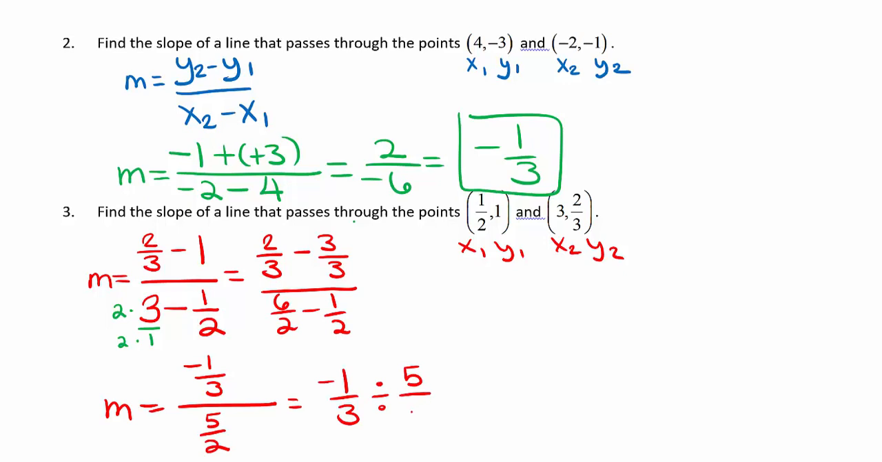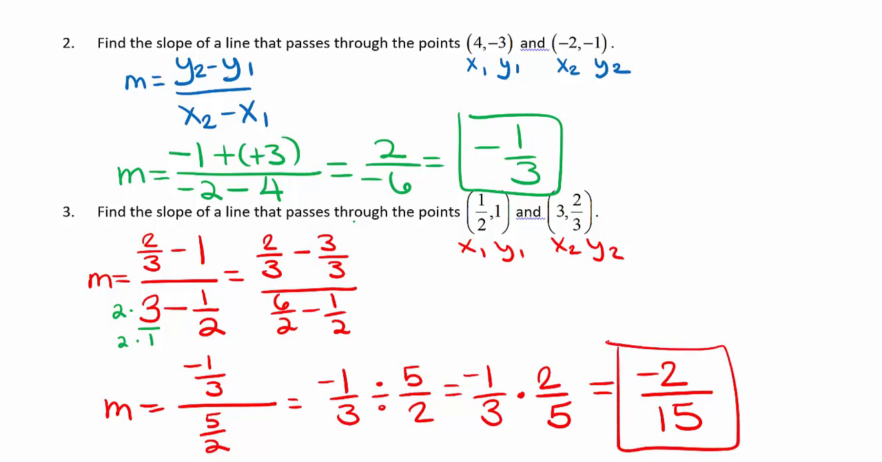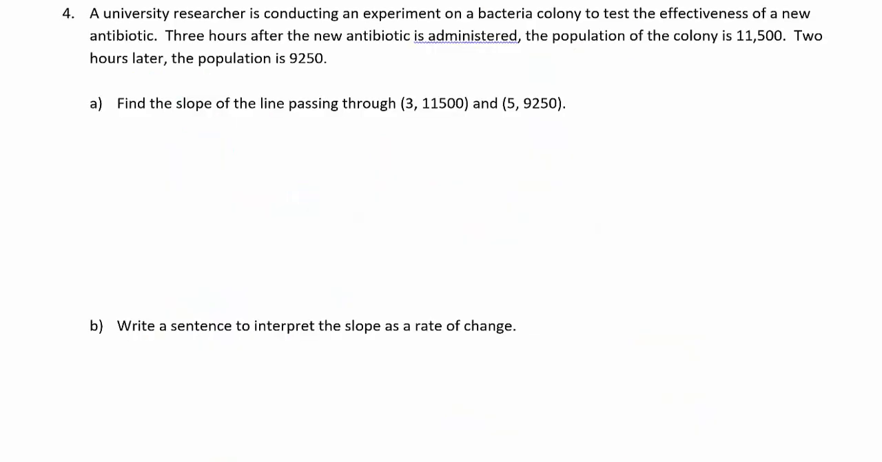So we're left with -1/3 divided by 5/2. To divide fractions, you copy dot flip. So I change it to multiplication and flip the second fraction. To finish, I can multiply straight across, and I end up with a -2/15. And that's my final answer. Slope is -2/15. Let's take a look at an application problem that involves slope.